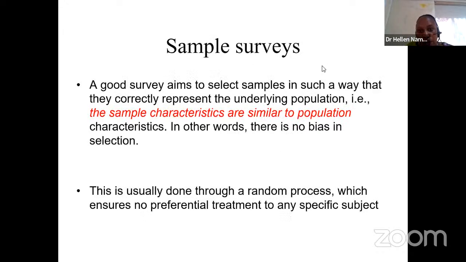Okay, so now as we push on, like I mentioned earlier, most of the time, a good survey aims to select samples in such a way that they can collectively represent the underlying population. So the point is, in case you pick a sample, can it really give you similar characteristics that you expect from the population? In other words, you want to see whether there is no bias in the selection that you've done. And this is usually done through a random process.